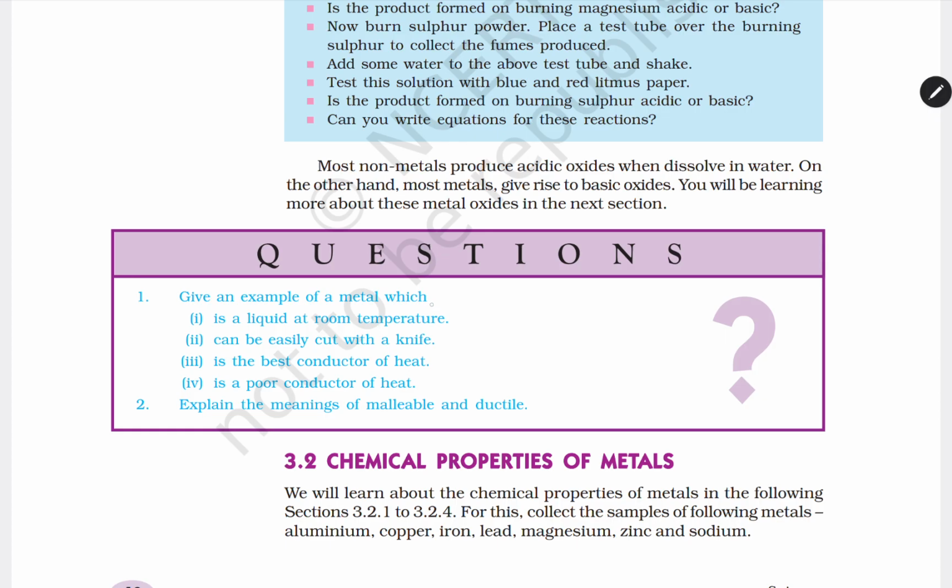Give an example of a metal which is a liquid at room temperature. Just now we discussed this. Mercury is liquid in nature. Mercury is the only metal that exists in liquid form at room temperature. Which metal can be easily cut with a knife? Sodium and potassium, both you can cut with a knife, right? Iron and copper you cannot cut with a knife, they are hard.